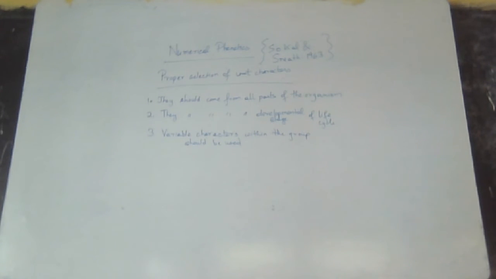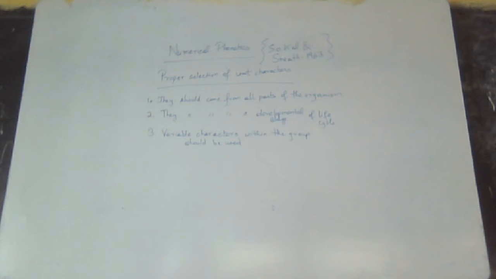If you say head, all the mammals have got a head. If you say mammary glands, all the females of the species have got mammary glands. If you say hair, all of them have got hair. So these are not variable characters, and they should not be selected as unit characters within that group. But if you subdivide it, hair is modified in some. In rhinos, the hair is modified into a horn.